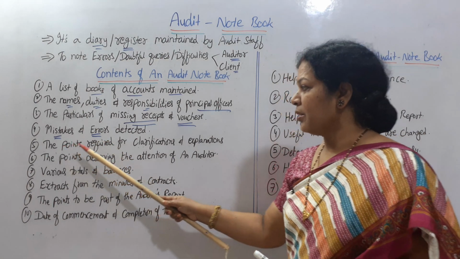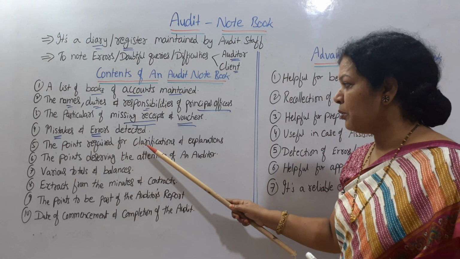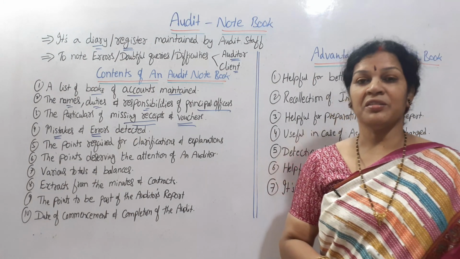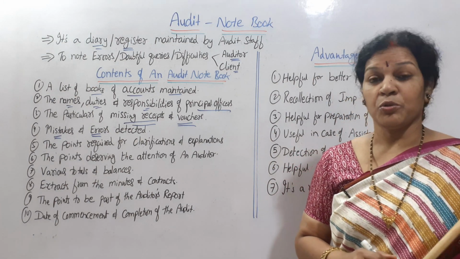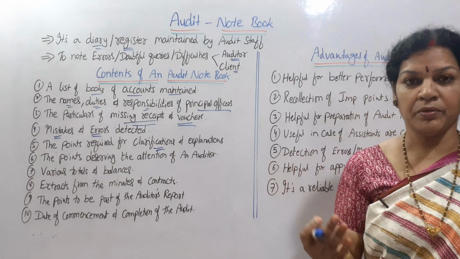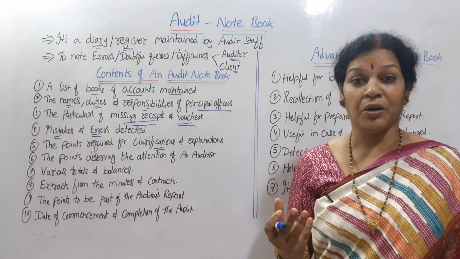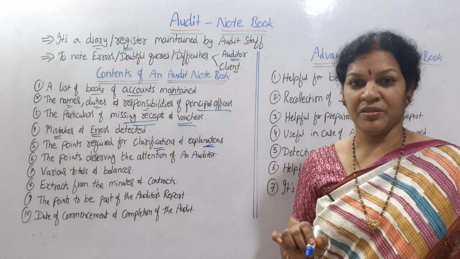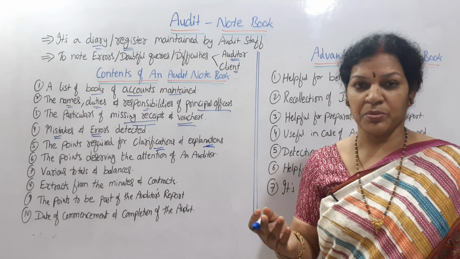And in the same way, the points required for clarification and explanation. A few points where they are not happy, not satisfied. That kind of point where clarification is required, they want more clarification, doubtful cases, or where more explanation is required, not happy, need more explanation.